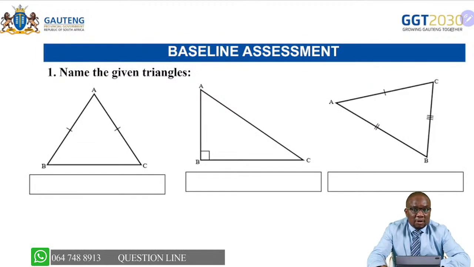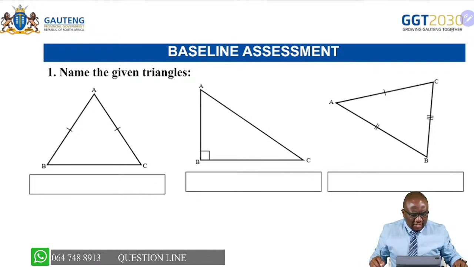Okay, let's mark our work, grade 10. I hope you managed to write the correct names of the triangles. We are giving answers and doing corrections at the same time. As we give the answers, mark your work. If it is wrong, correct it there and then.